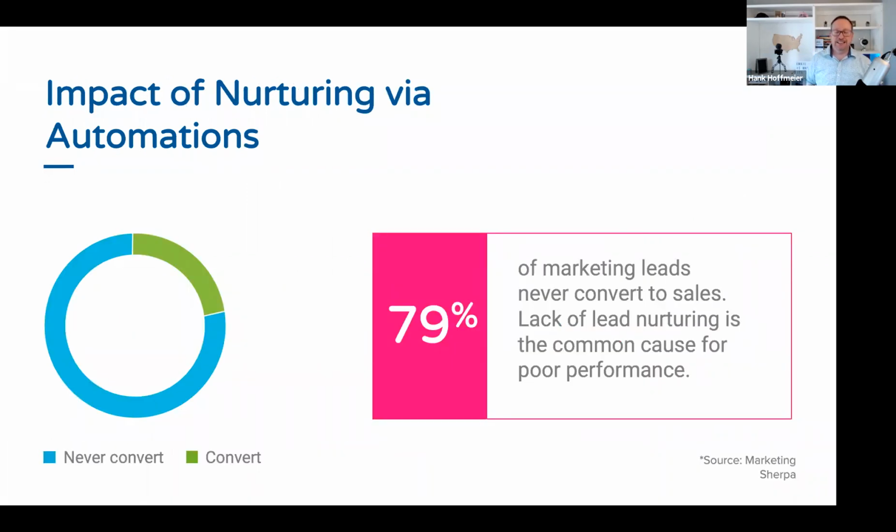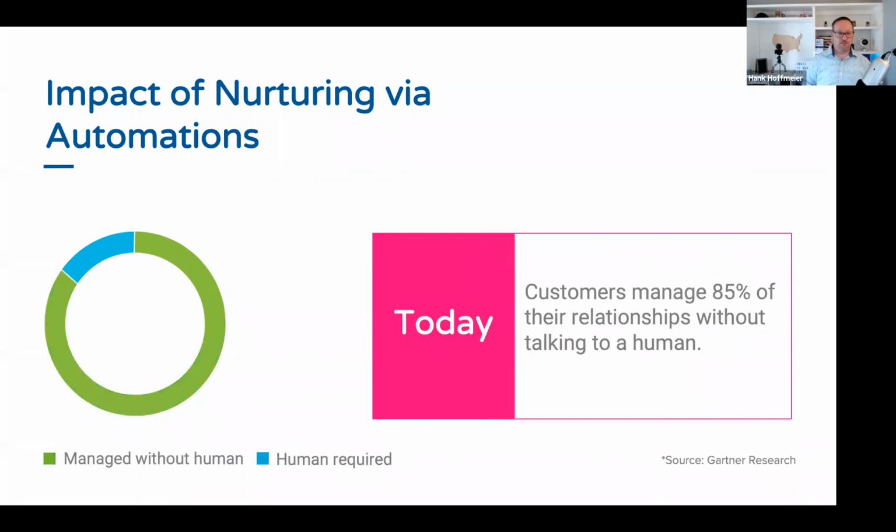79% of marketing leads never convert to a sale because of a lack of lead nurturing or using automation. 79%, folks. Customers manage 85% of their relationships without talking to a human. That means they are using chat bots, chats, phones to call people. And it's not a human. It could be IVR, right? When you're calling into support somewhere.